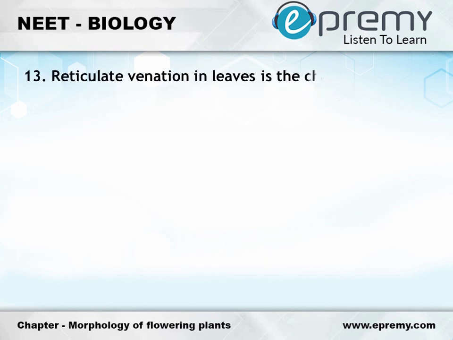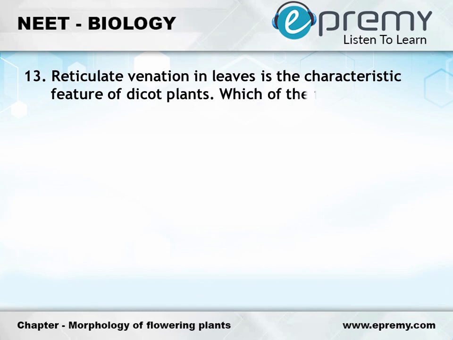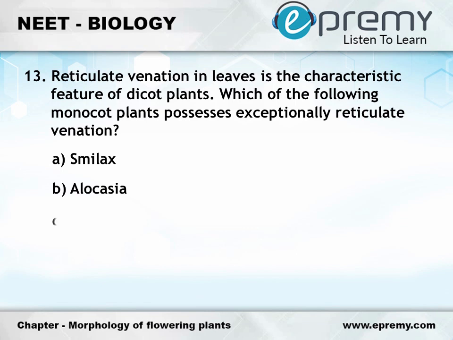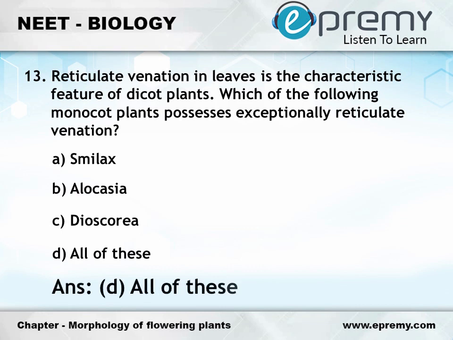Question number 13. Reticulate venation in leaves is a characteristic feature of dicot plants. Which of the following monocot plants possesses exceptionally reticulate venation? Option A, Smilax, option B, Alocasia, option C, Dioscorea, option D, all of these. The answer is option D, all of these.